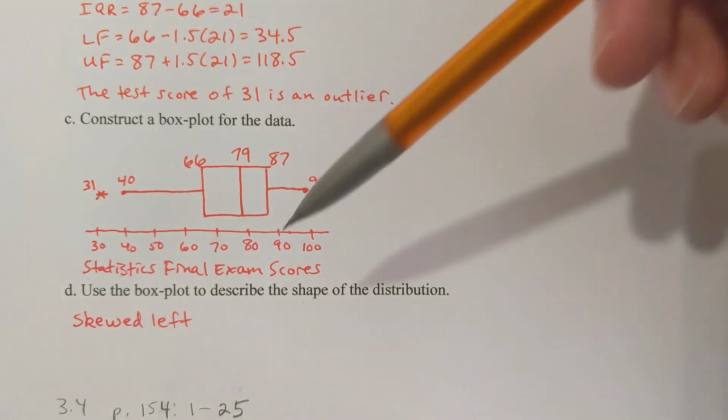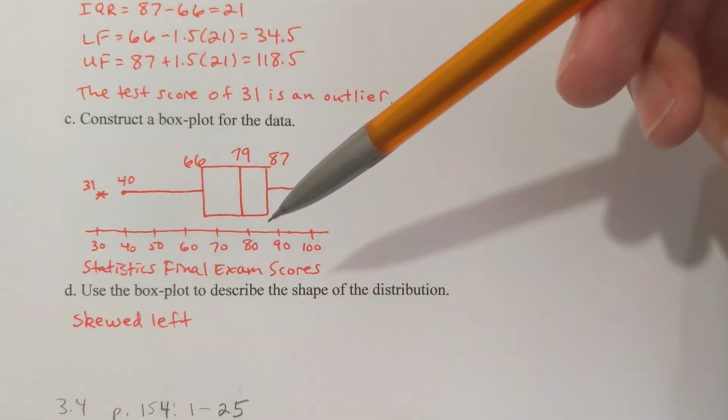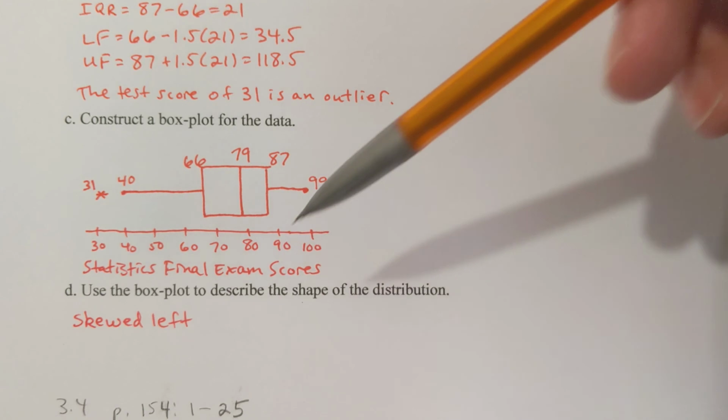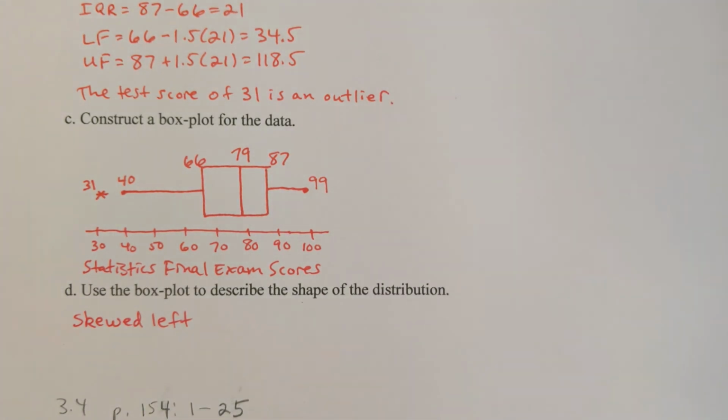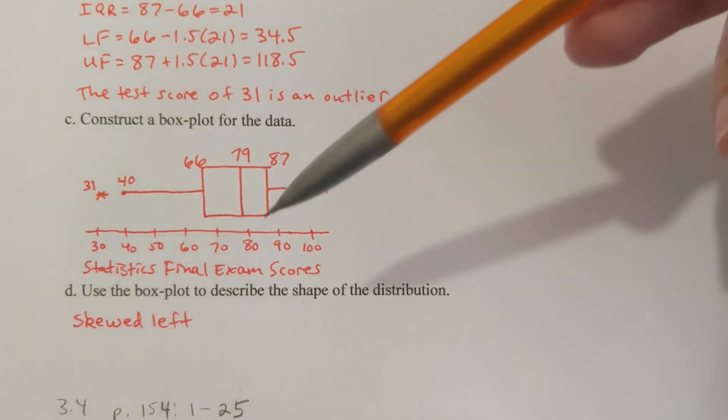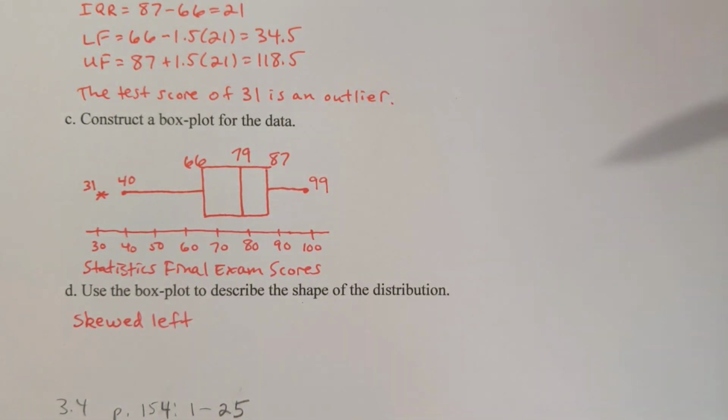There's no other distribution shape that I'd want to classify this as. And by the way, if I were to make a histogram, I would get the same conclusion. The left tail would be longer than the right tail for it to be skewed to the left. So that's all we're saying there about whether it's skewed one way or the other.